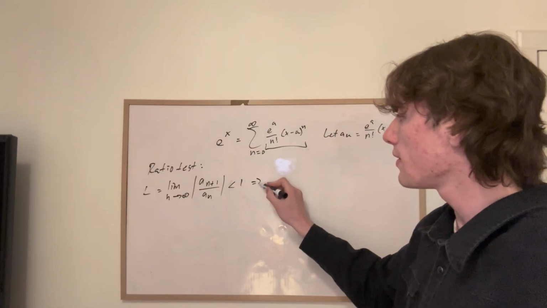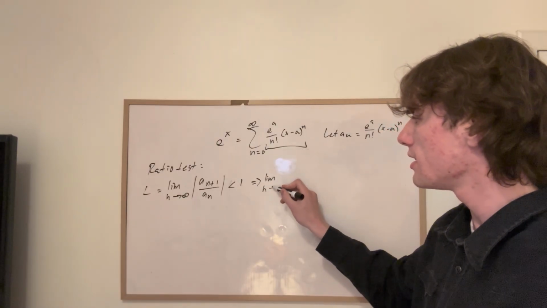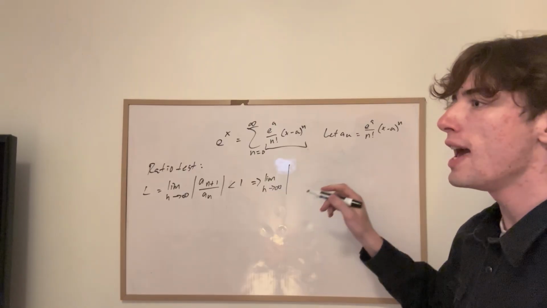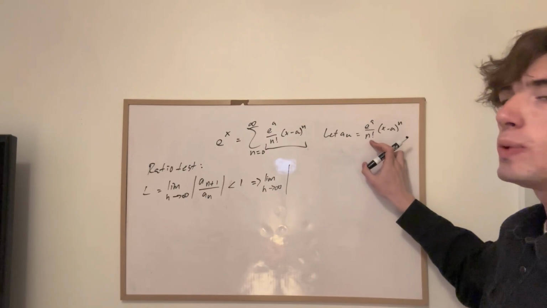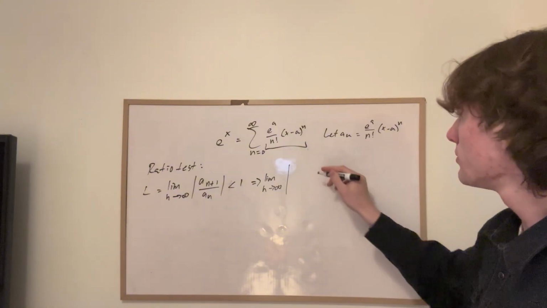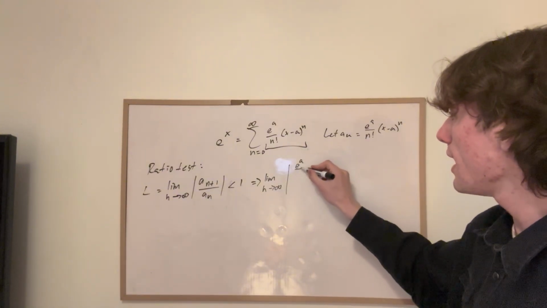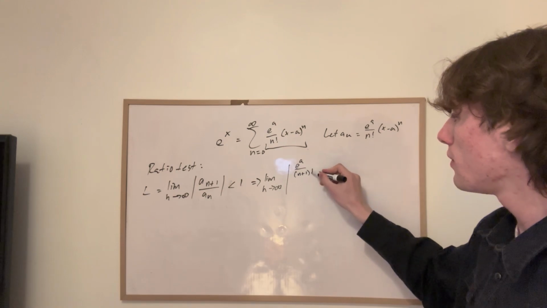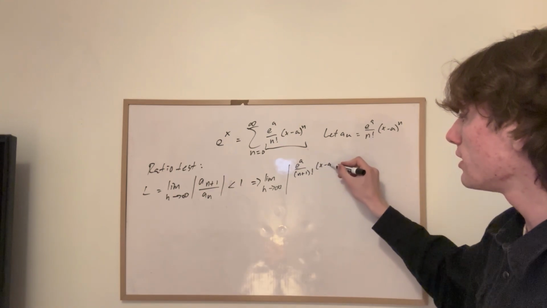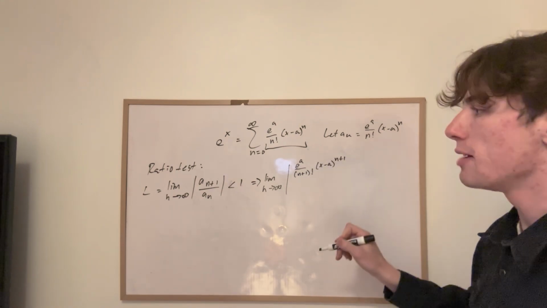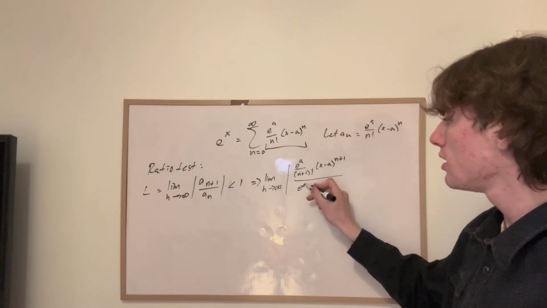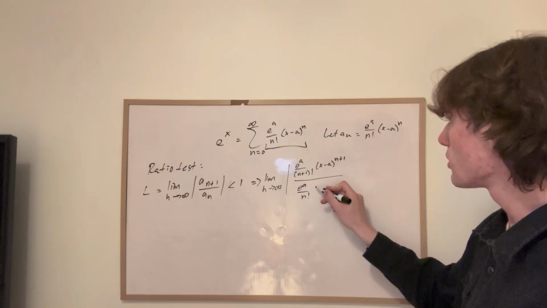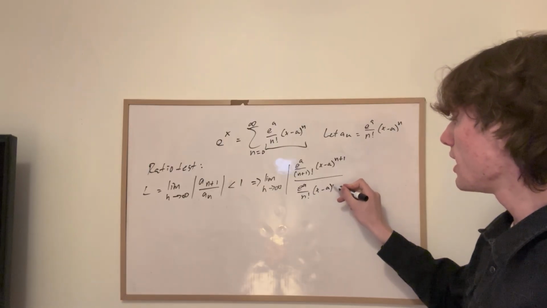So when we plug everything in, we get the limit as n goes to infinity of a sub n plus 1. Well, this is a sub n, so anywhere we see an n, we just have to plug in n plus 1. So let's do that. We get e to the a over n plus 1 factorial multiplied by x minus a to the n plus 1 power, divided by a sub n, which is just this: e to the a over n factorial, x minus a to the n.